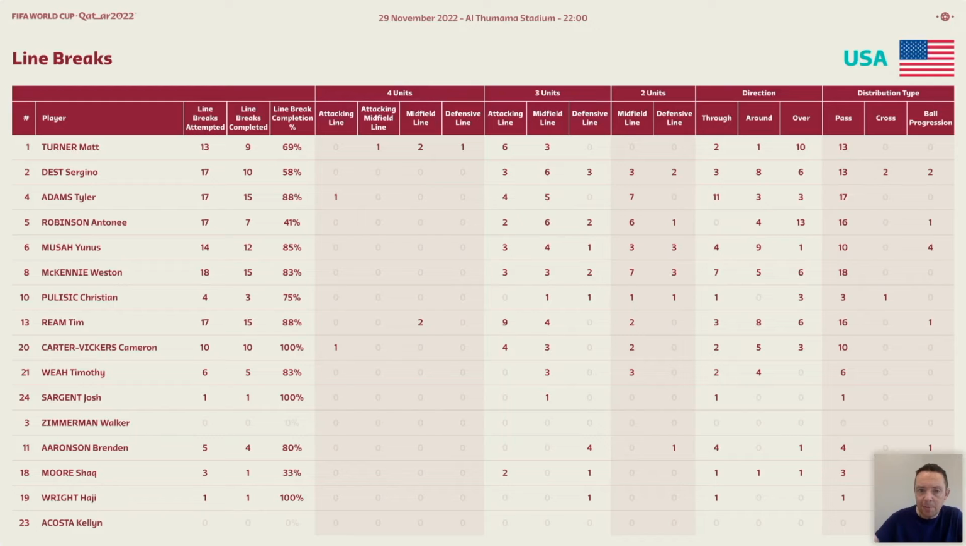So looking at which players are breaking lines, which players are more progressive or riskier with their passing, again gives you more context in the game, and takes you away from general possession being the key to what players are doing with possession. And then at the far side, distribution type, the number of passes against crosses and ball progression, which would be a dribble, really, really interesting.